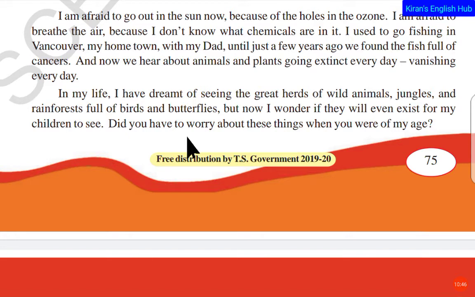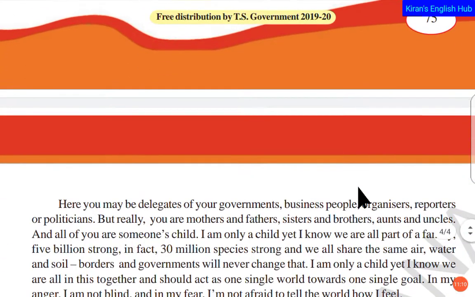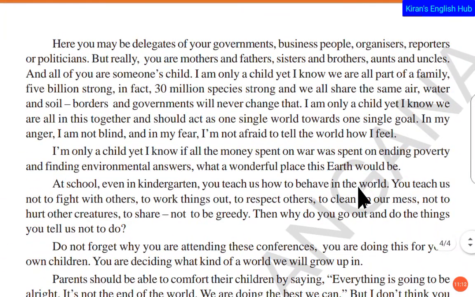Did you have to worry about these things when you were my age? Usually children of this age don't focus on these things very much, but this little girl is asking all the children of her age, like 13, 14, 15-year-old kids, to come forward, to get into society, and to ask society to save the animals. So here you may be delegates of your governments, business people, organizers, reporters, or politicians, but really you are mothers and fathers, sisters and brothers, aunts and uncles.